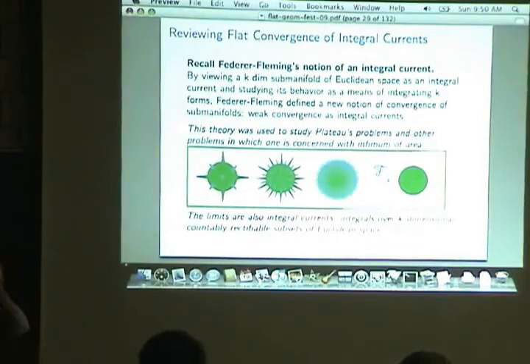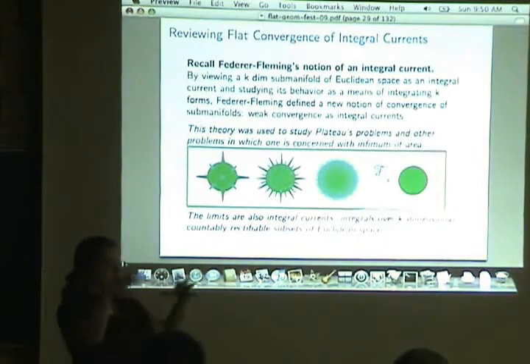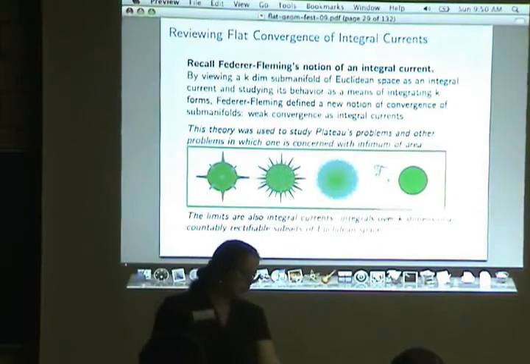So they are a notion of integration over k-dimensional countably rectifiable subsets. So there's all these Lipschitz charts in space. There's only Lipschitz.